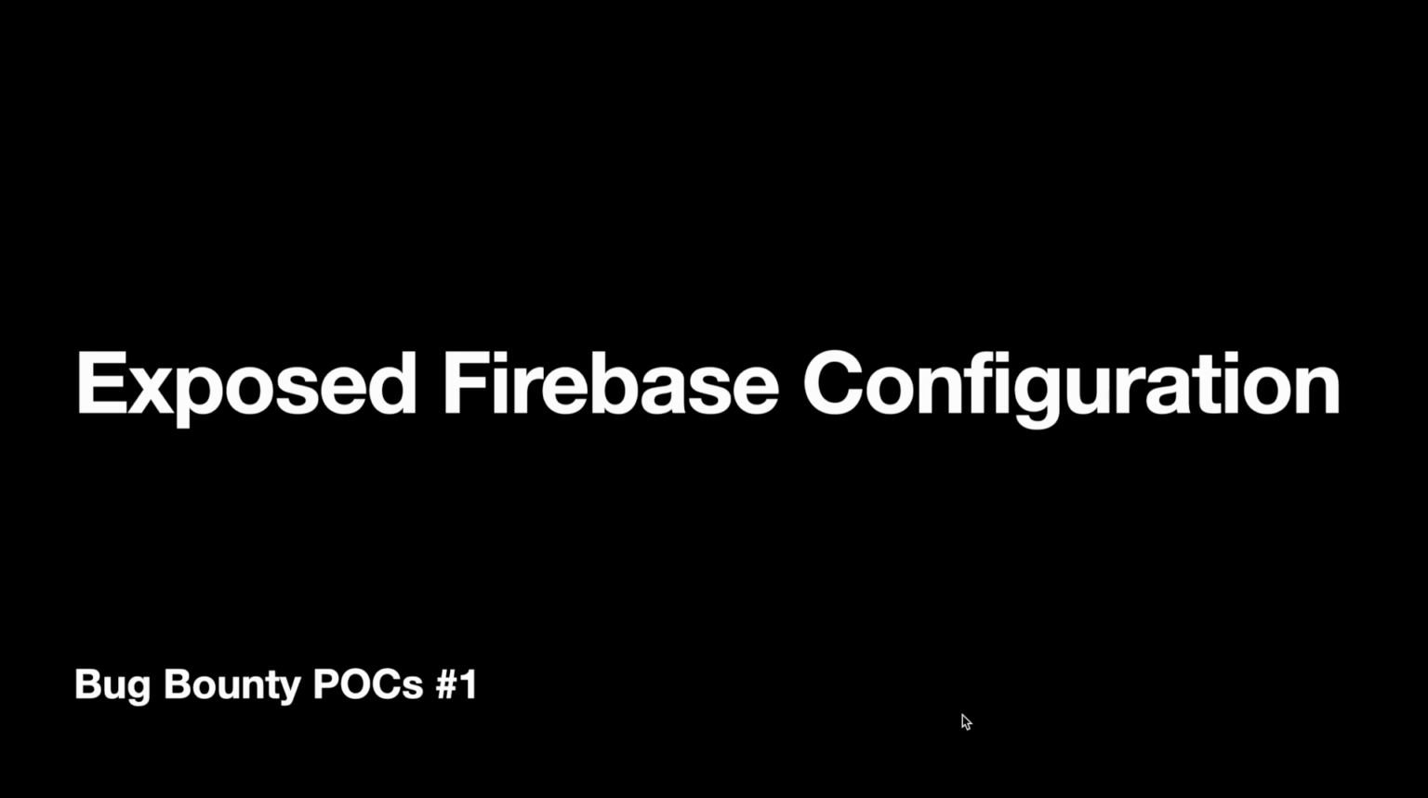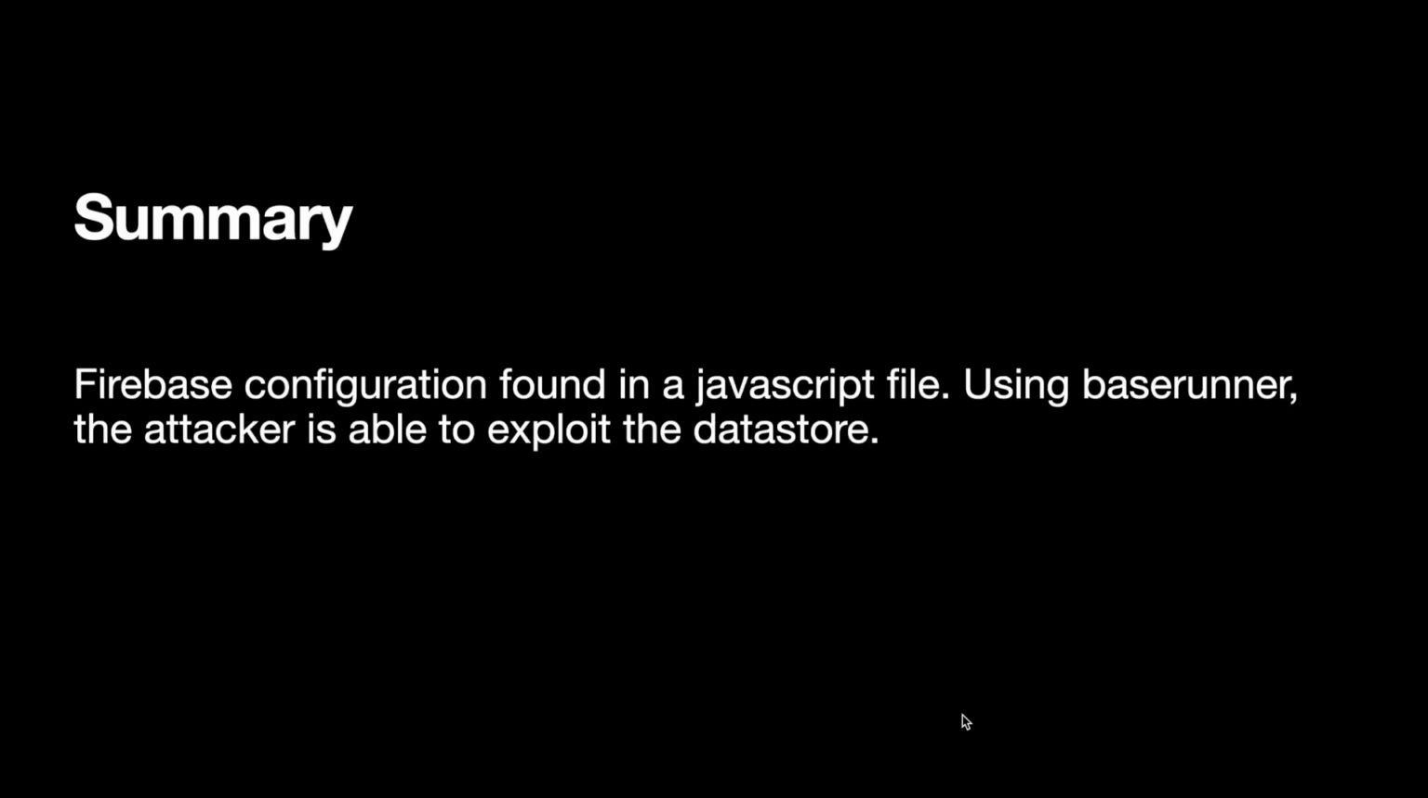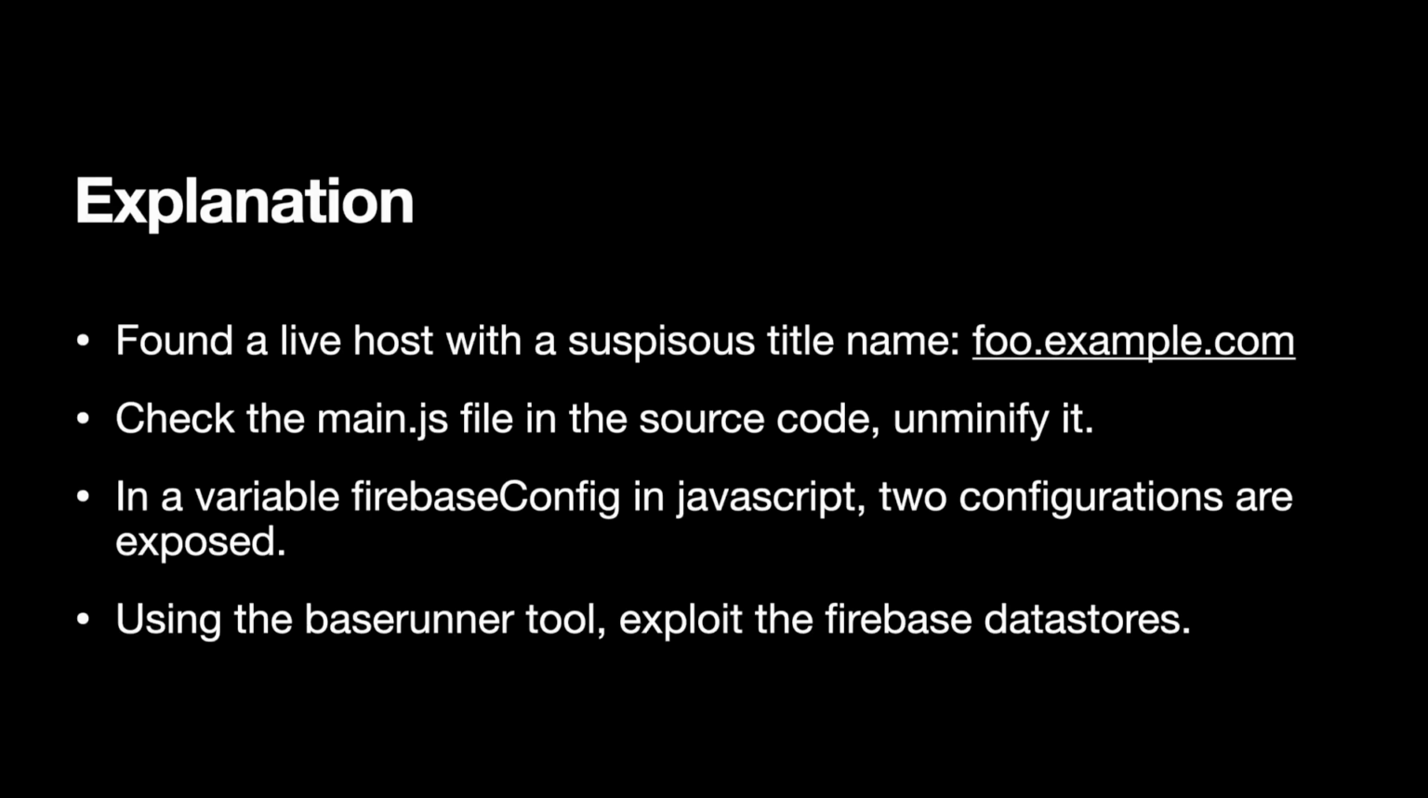Episode of Bug Bounty POCs, and in this video, I'll be explaining one of my bugs where a Firebase configuration was exposed in a JavaScript file. So this is a basic summary of the bug: a Firebase configuration was present in a JavaScript file, and using a tool called Baserunner, I was able to exploit the data stores, basically query the data stores, add some data, delete some data, write some data in that data store. This is the explanation of the bug.